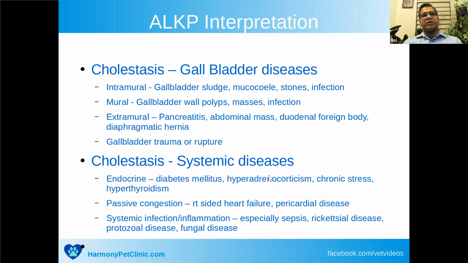Cholestasis because of systemic diseases like diabetes, hyperadrenocorticism, and also congestion and some other inflammatory and infectious diseases leads to increased alkaline phosphatase. Hyperadrenocorticism, which is also known as Cushing's disease, mostly leads to very high alkaline phosphatase. Mostly we see alkaline phosphatase of 900, 800, almost 4 or 5 times higher than the normal values. So many systemic diseases affect the liver enzyme alkaline phosphatase.